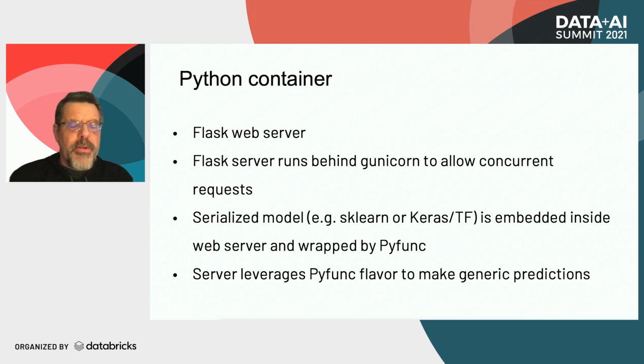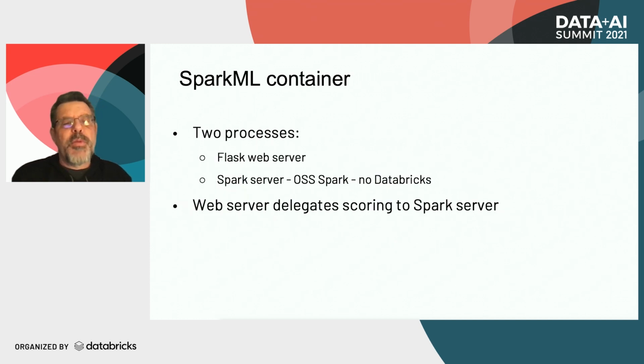Flask, as some of you might be aware, is a very popular Python web server framework. Of course, we wrap it with Gunicorn to allow for scalability and concurrent requests. It contains the serialized model itself, and it's wrapped by PyFunc, so the tooling can work in a generic way. The Spark ML container has 2 processes within it. One is the Flask web server, which delegates the requests to the Spark server. It's a generic open source Spark. There's nothing Databricks specific about that container.